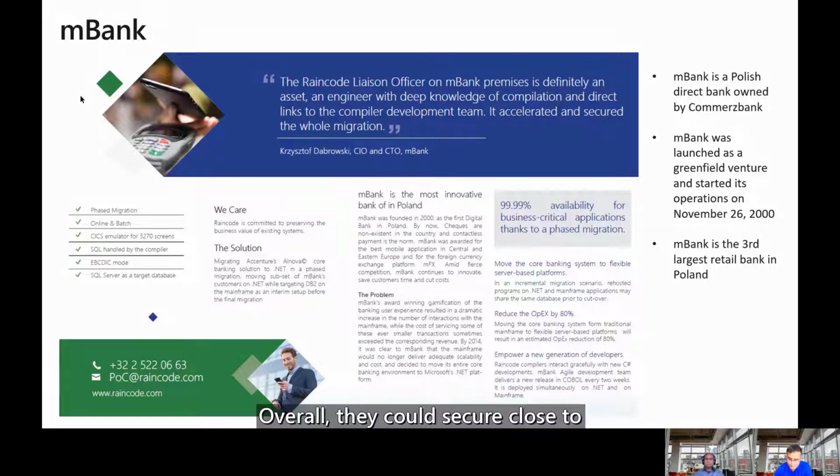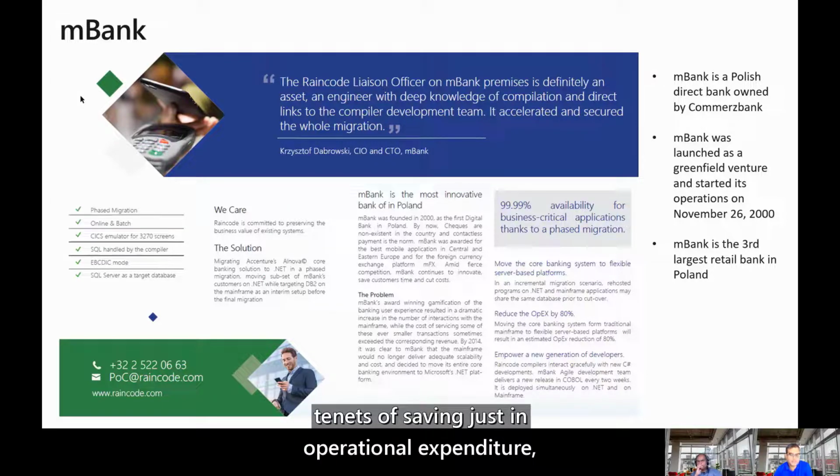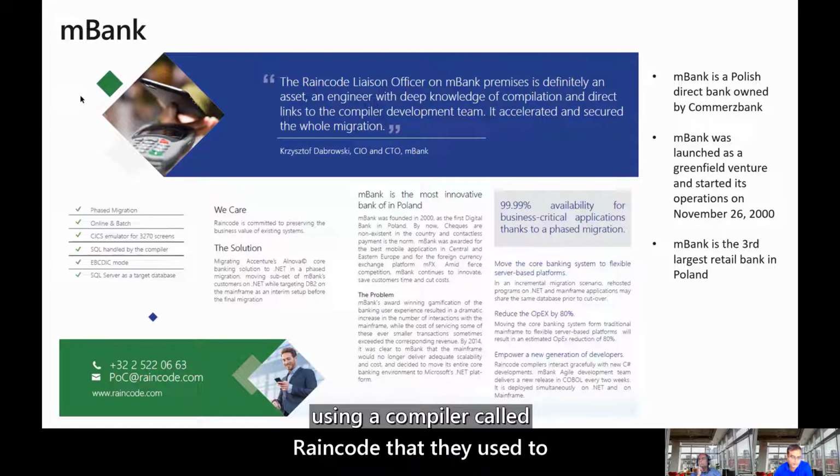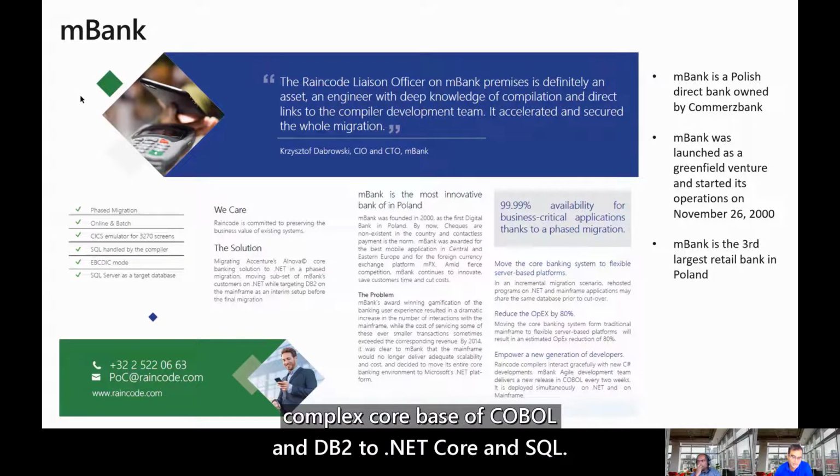Overall they could secure close to 10x of saving just in operational expenditure. I'm not even talking about their capex investment, by simply betting their next gen product modernization to come on .NET Core, so that they're guest OS independent, agnostic, per their customers' need, and then landing on moving their DB2 to SQL Server, using a compiler called Raincode to really get the speed to market, while moving a complex code base of COBOL and DB2 to .NET Core and SQL.